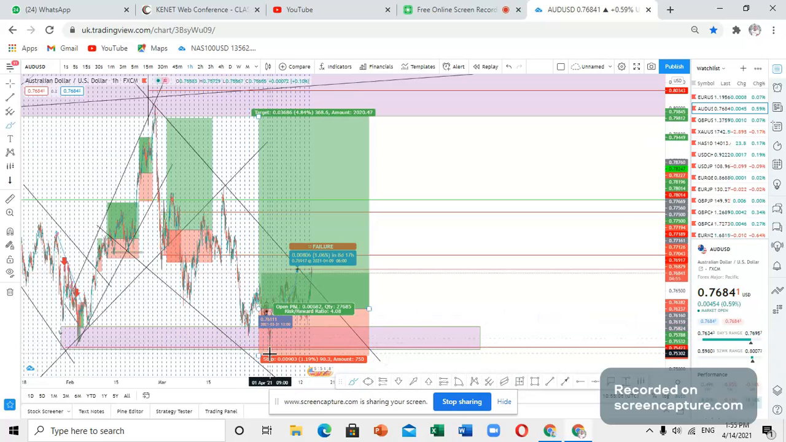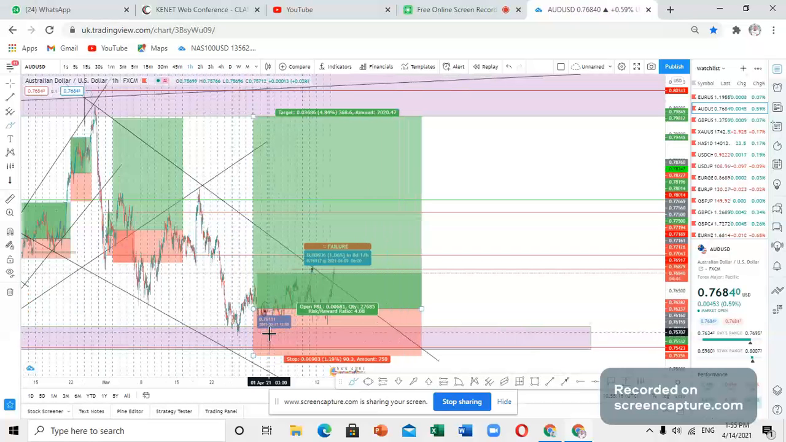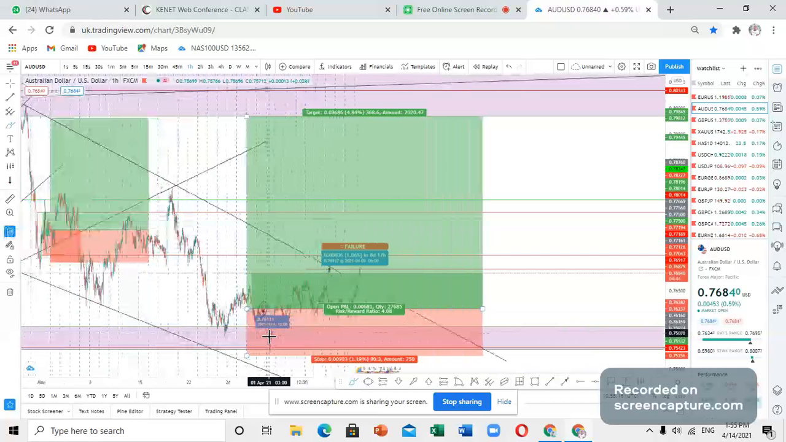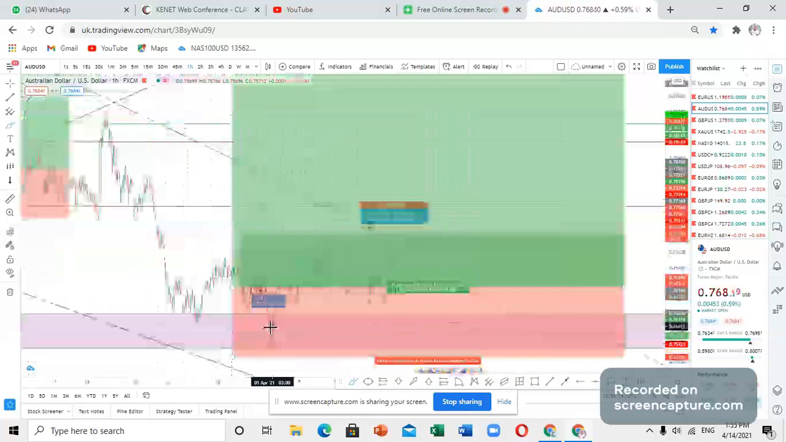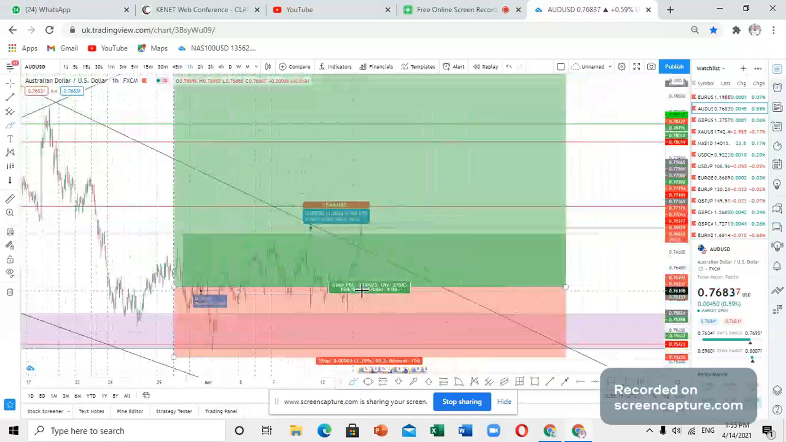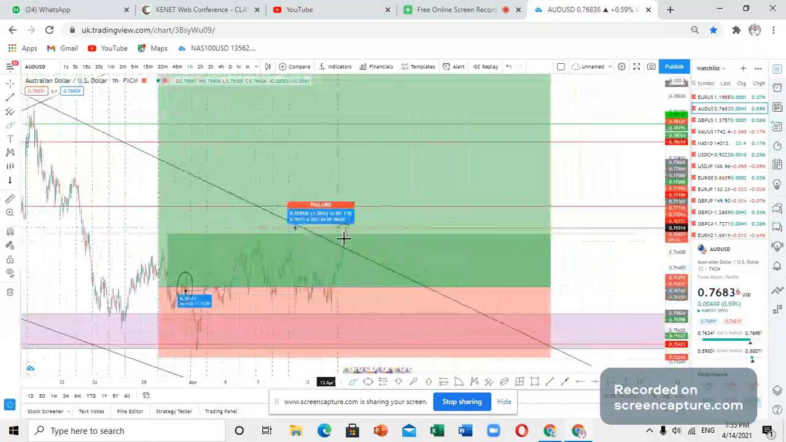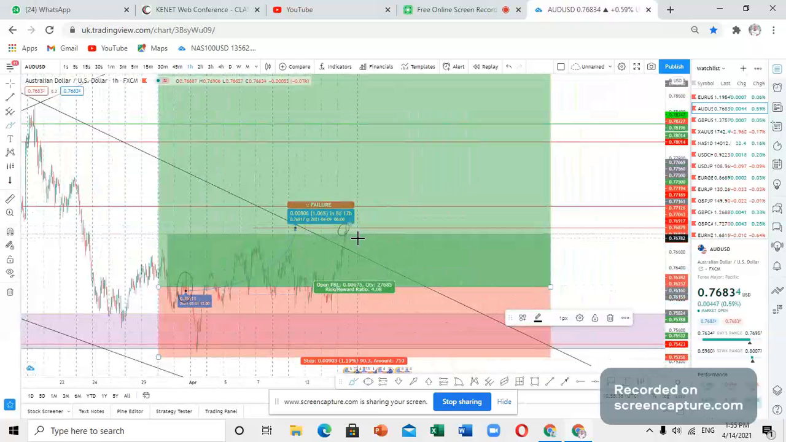So as you can see, I placed my stop loss below the point of support, below the region of support. The market had some pullbacks, but they were unable to touch my stop loss, and then the market moved according to my prediction. I had placed my first take profit at around this position, and today at around 11 or 12, the market had hit my take profit.